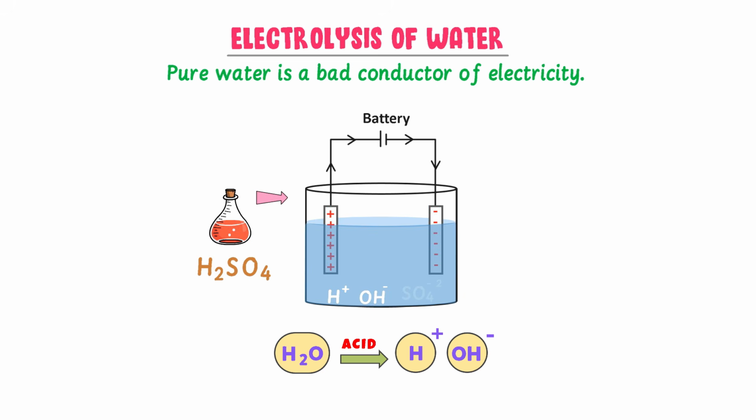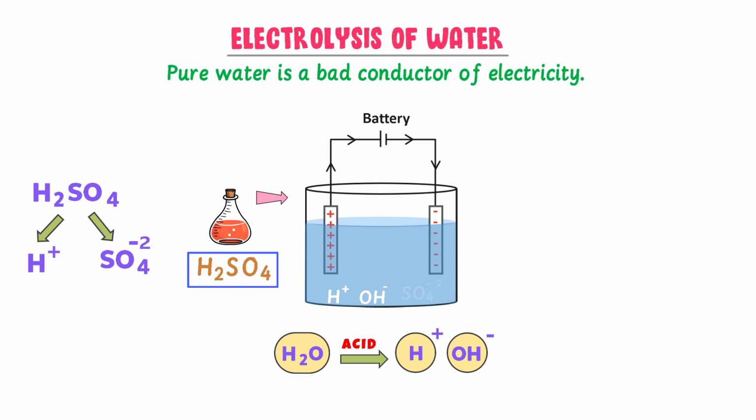Also, we have added few drops of sulfuric acid to the water. We know that water ionized to hydrogen ion and hydroxide ion, while sulfuric acid, being strong acid, also contains hydrogen ions and sulfate ions. Here, let me ask you, how many ions are present in this electrolytic cell? Well, the total ions present in this electrolytic cell is 3. I mean hydrogen ions, hydroxide ions, and sulfate ions.